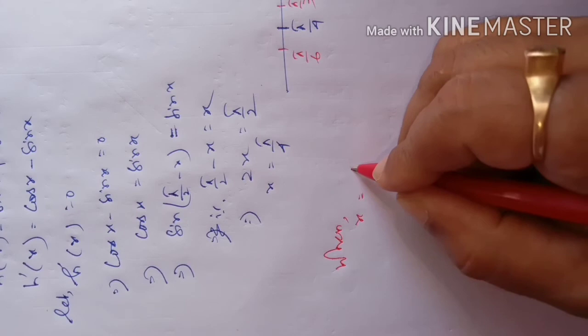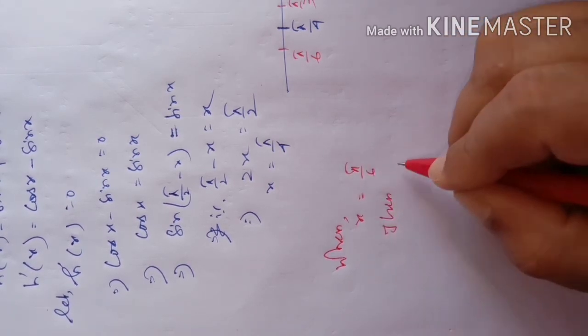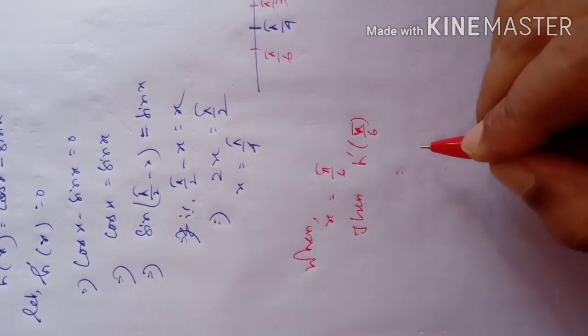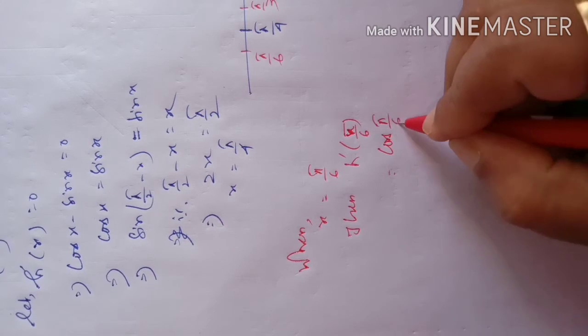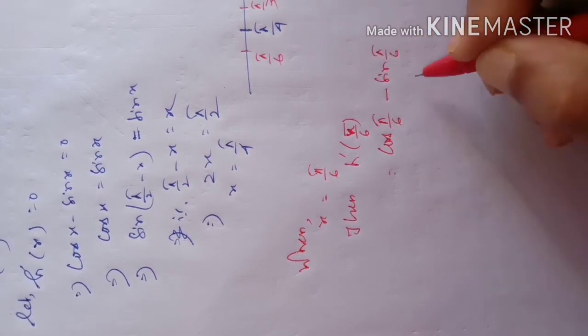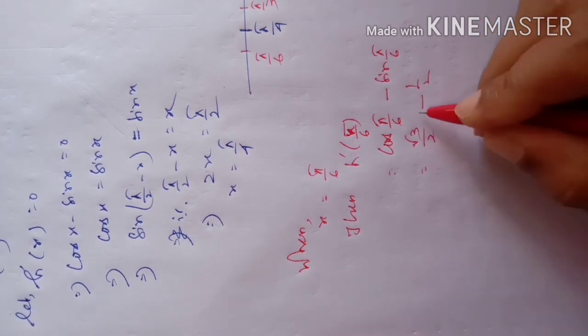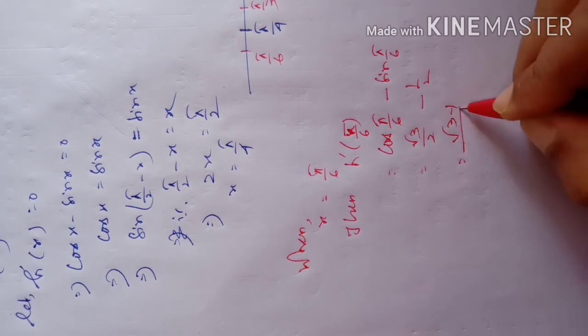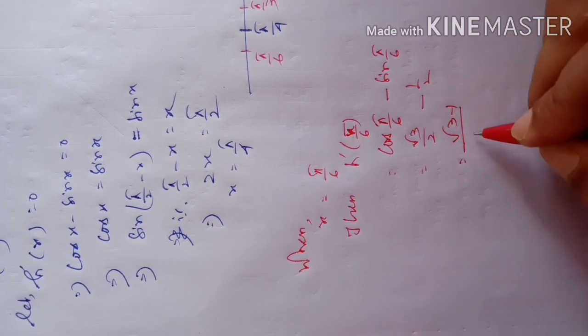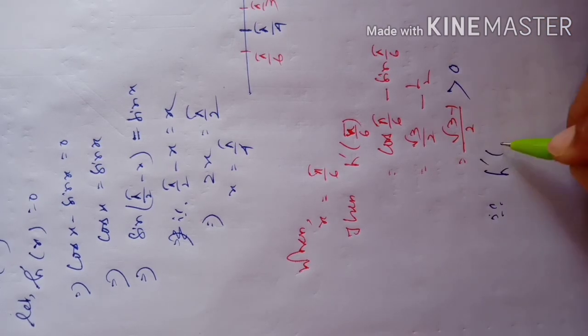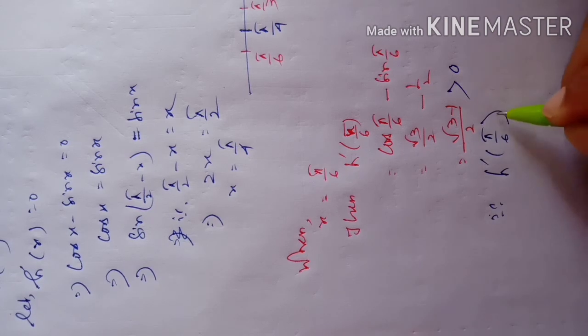When x equals pi by 6, h dash pi by 6 equals cos pi by 6 minus sin pi by 6, that is root 3 by 2 minus 1 by 2. Root 3 is greater than 1, so root 3 minus 1 will be greater than 0, because it is a bigger number than 1. So it is a positive quantity. That is, h dash pi by 6 is greater than 0.